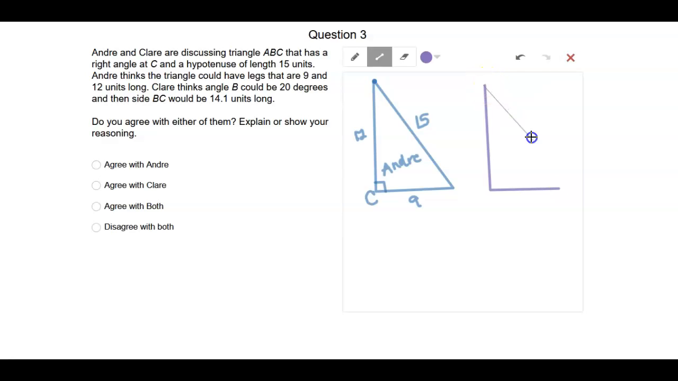So we know we have a right angle over here, just like we did in Andre's. And then 15 is up here. Now, Claire thinks angle B, so we'll put B up here, could have an angle of 20 degrees, and then side BC would be 14.1 units long.